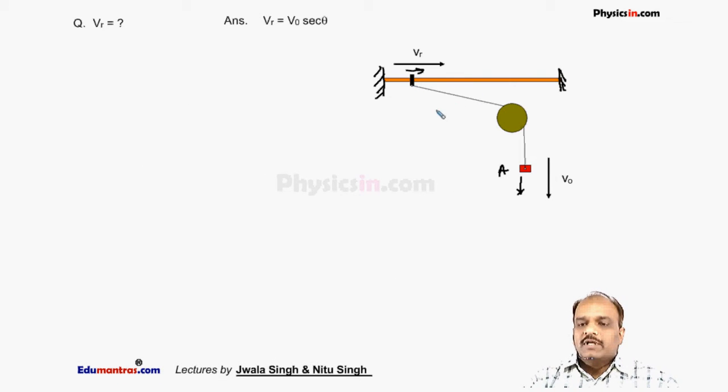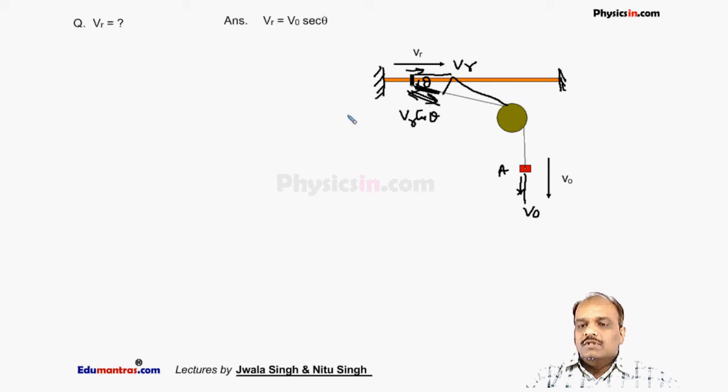Suppose after some time this ring moves a distance Vr and the string becomes like this. This moves a distance V0. So I can drop this angle theta, so this length is Vr cos theta. So this Vr cos theta is the length of the string which we get by the movement of this ring.